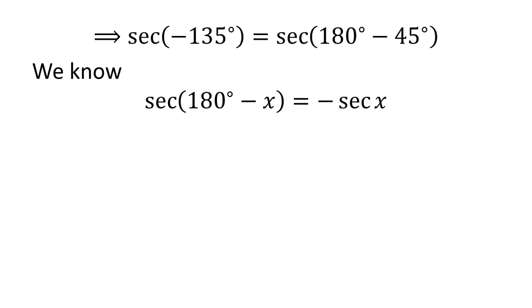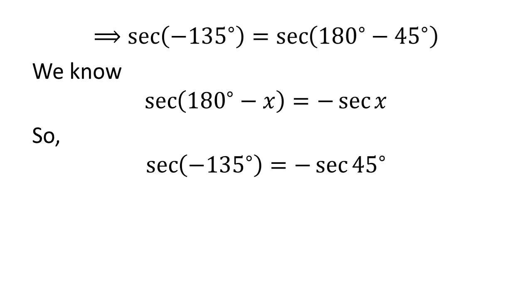As we know, the trigonometry identity secant of 180 degree minus x is equal to minus secant of x. The video explaining how to derive this identity is appearing in the upper right corner. Also, the URL address of the video has been mentioned in the description section.